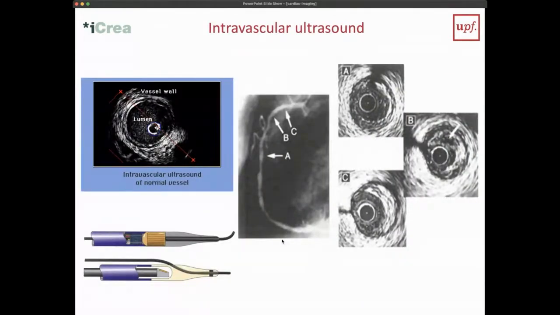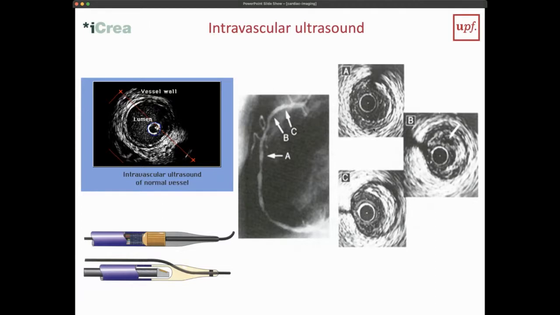So the last thing about ultrasound is that we can put the transducer on top of a very thin catheter. So we can even make such a small transducer that we can actually image from inside the vessels. And so what we do is we can make a cross-section of the vessel.